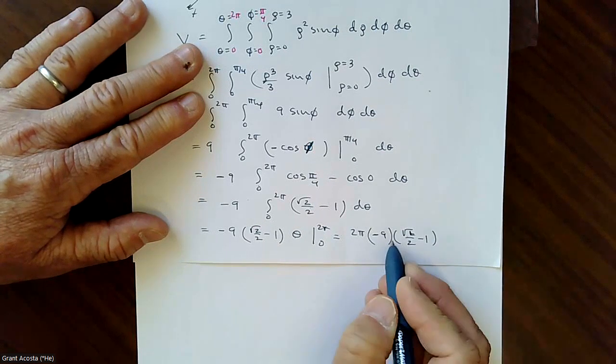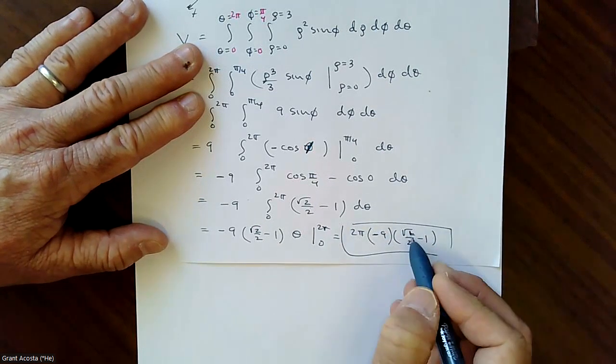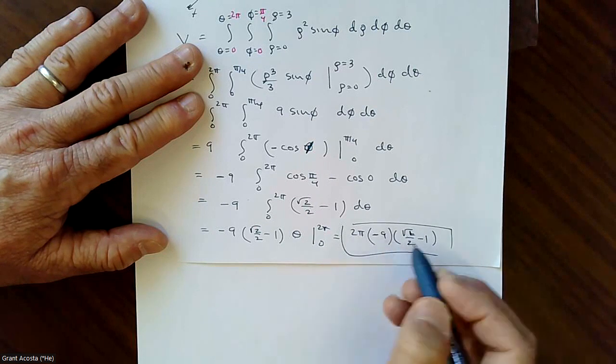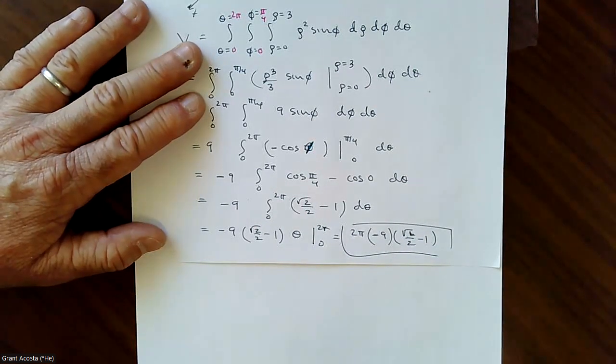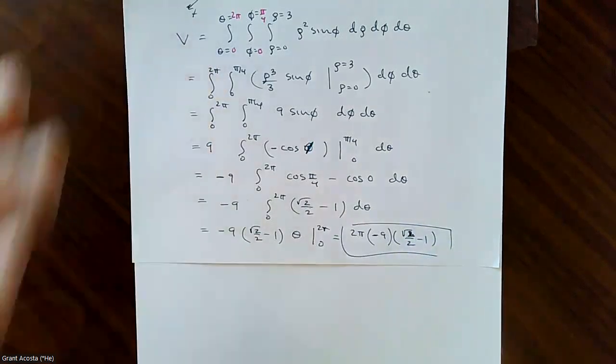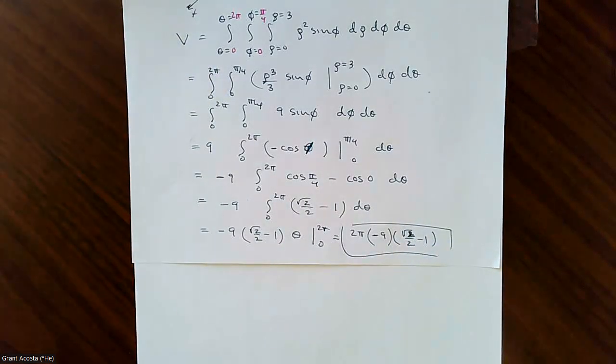I was a little bothered that this might be negative, but I think root 2 over 2 minus 1 is negative. So when I multiply that by negative 9, this will be a positive number. I'm sure we could rewrite it, but we'll just live with that.